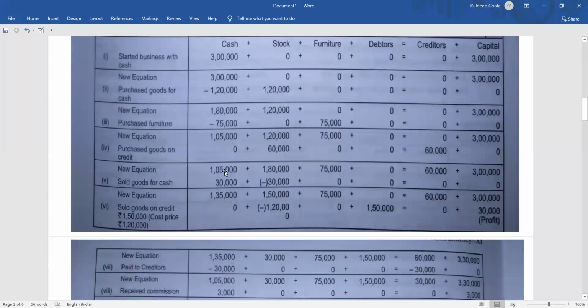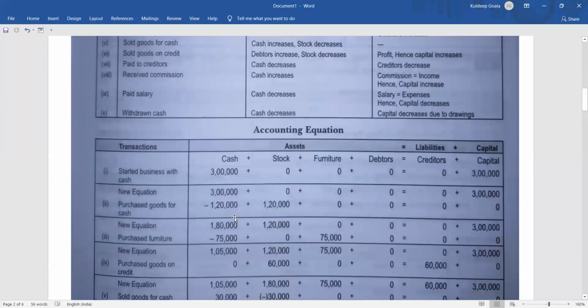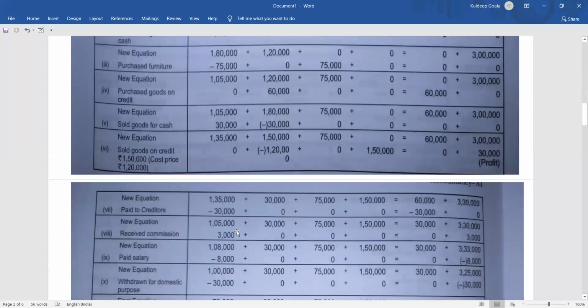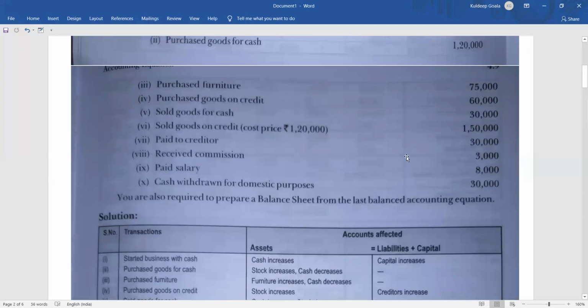Okay. So you can see in the cash column that paid to creditor 30,000 is deducted in the cash column, right? And again in the creditor you can see there is a deduction of 30,000. After that, the new equation is appearing as 1,05,000 in case of cash, 30,000 in case of stock, 75,000 in case of furniture, 1,50,000 in case of debtors, and 30,000 in case of creditors. 3,30,000 is the capital. Now coming back to the question once again, received commission 3,000.